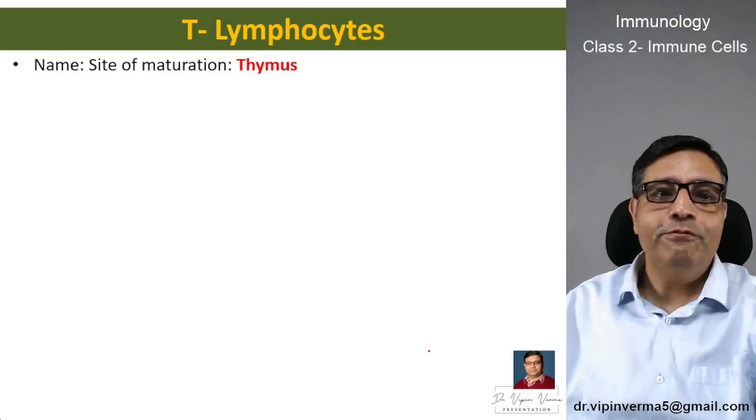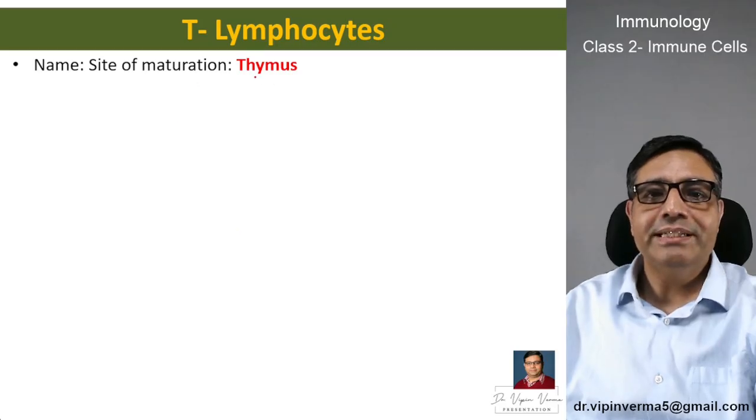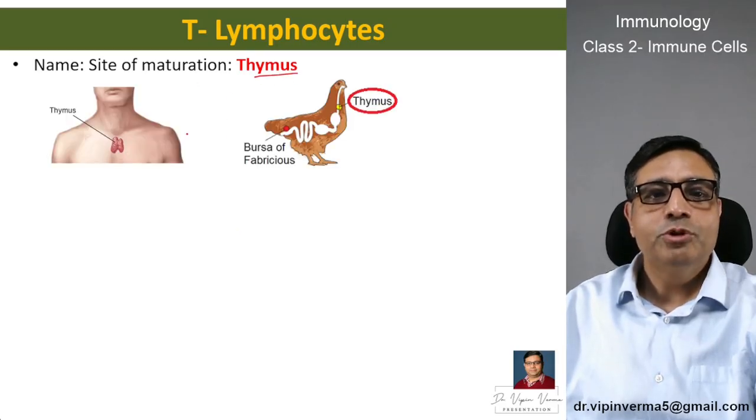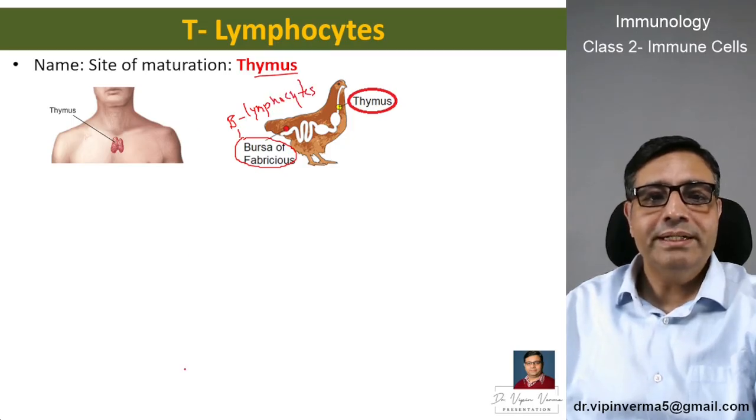Now coming to the T lymphocytes, why is the name T lymphocytes? Because their site of maturation is the thymus. Okay, so here you can see the thymus. Now, this bursa of Fabricius is basically, in birds, the main organ of B lymphocytes. So here is the thymus in the case of humans.